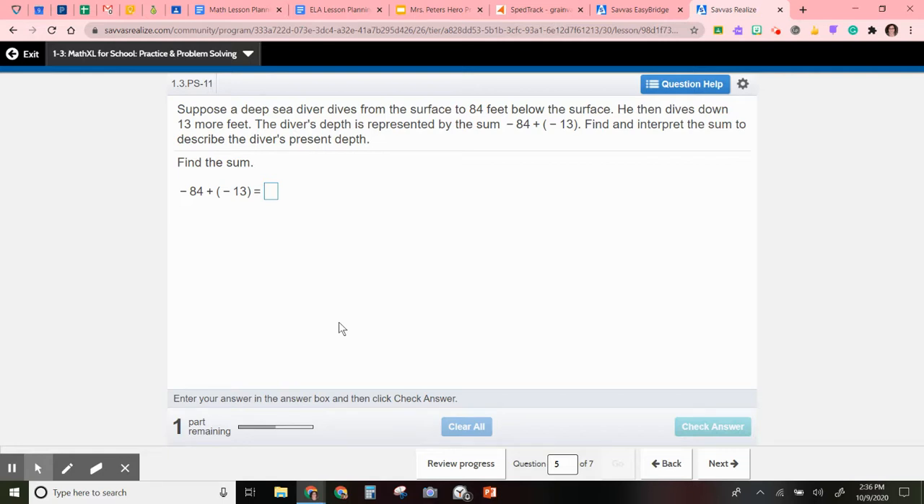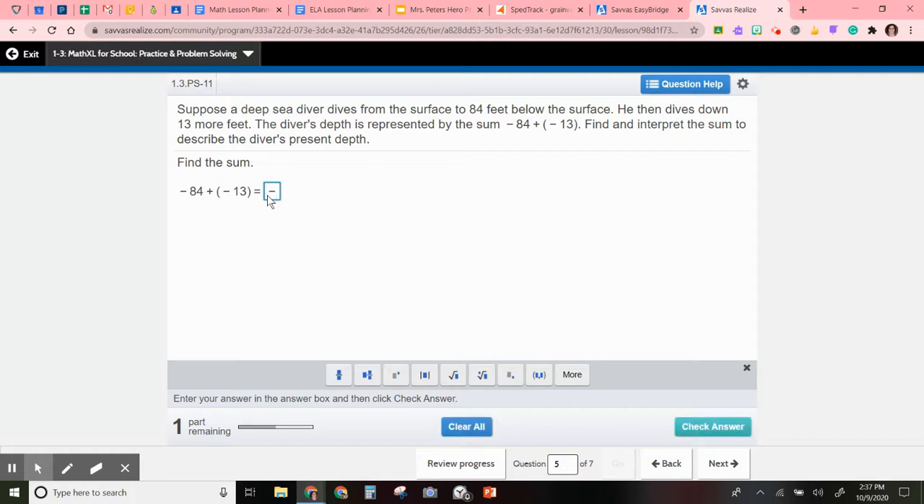The diver's depth is represented by the sum of negative 84 plus negative 13 because he was first 84 feet below the surface, or below zero. Then he went another 13 feet further down. So negative 84 plus negative 13. Find and interpret the sum to describe the diver's present depth. So we're going to add these integers. They are both negative, so that means that we keep the sign. Okay? We keep the sign and then we just add.